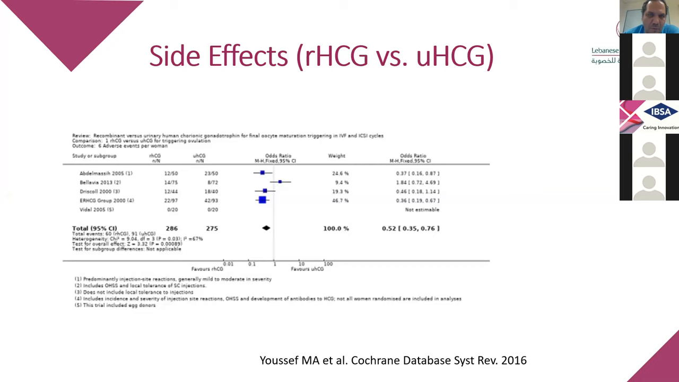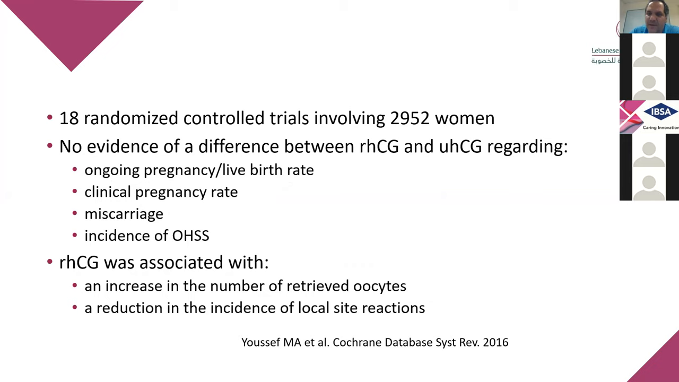So out of 18 randomized controlled trials involving almost 3,000 women, we can conclude that there is no difference between the recombinant HCG and urinary HCG regarding the ongoing pregnancy and live birth rate, the clinical pregnancy rate, miscarriage, or the incidence of ovarian hyperstimulation. There is some increase in the number of retrieved oocytes, but this will not be of significant value if the pregnancy rate ultimately is the same. And there is a reduction in the incidence of local reactions. Recombinant HCG, the 250 microgram, is equivalent to 6,500 international units of the urinary HCG.